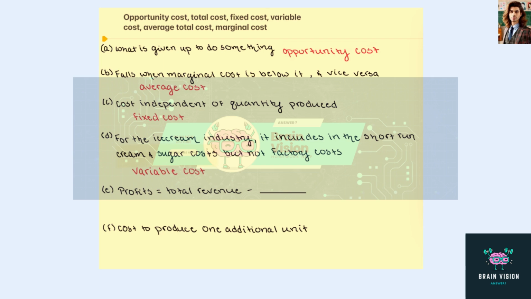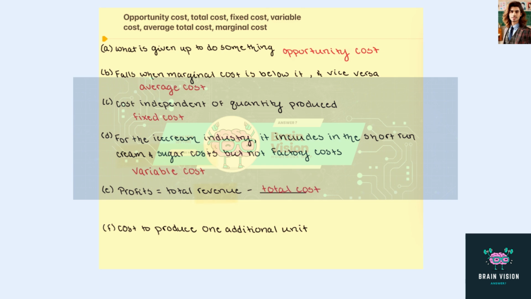Part E here, we're given an identity, and that's profits is equal to total revenue minus what? Well, profits, we know that that's what we take away. So we've earned everything in total revenue. And then to figure out what our profit is, we need to subtract from it our total cost. And that tells us what we are left with.